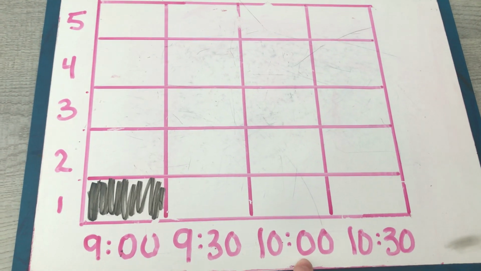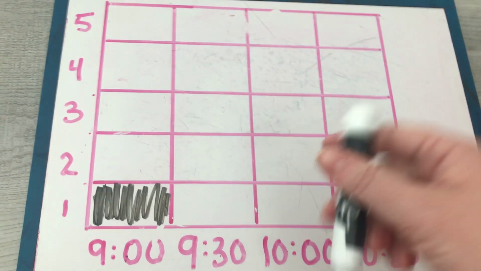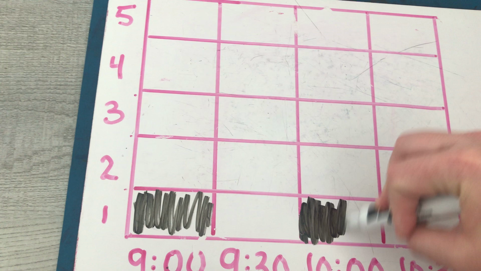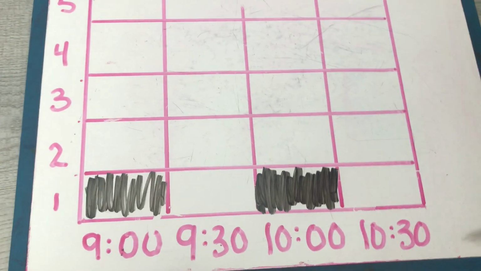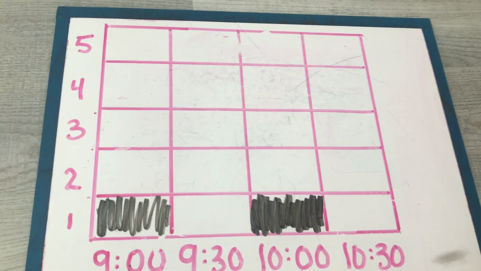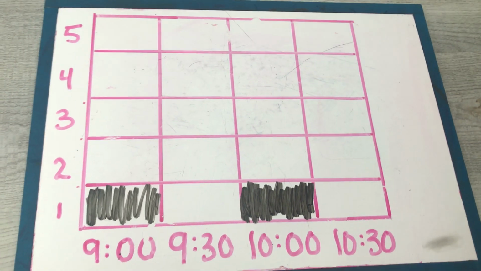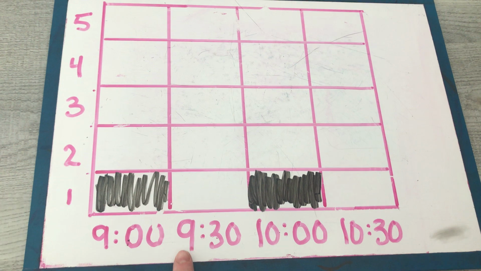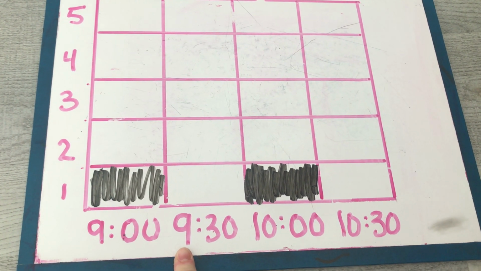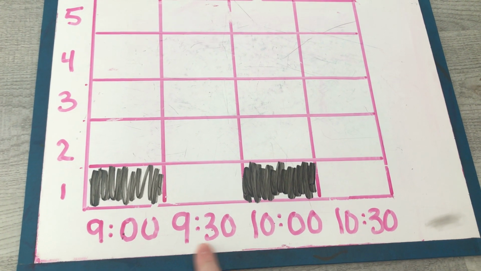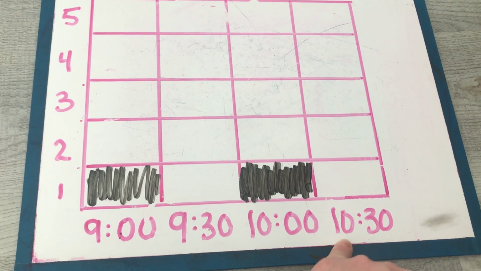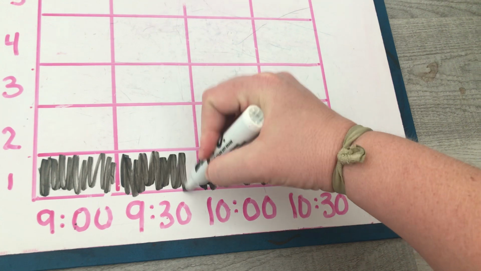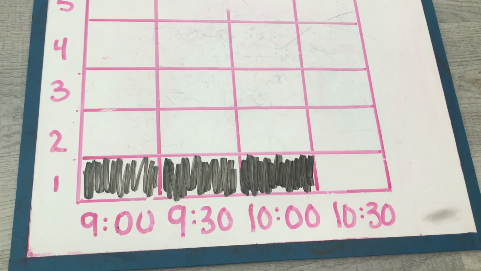So here is 10 o'clock. So again, I'm going to fill in one box on the graph to indicate one class does math at 10 o'clock. Second grade has math at 9:30. So remember, the first number in the digital form is the hour, 9, and then the 30 indicates our minutes. So we have 9:30. So we're going to fill in one box above the 9:30 clock.